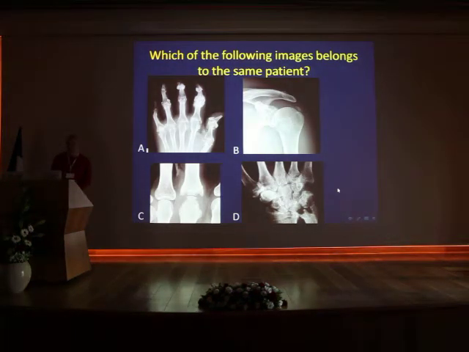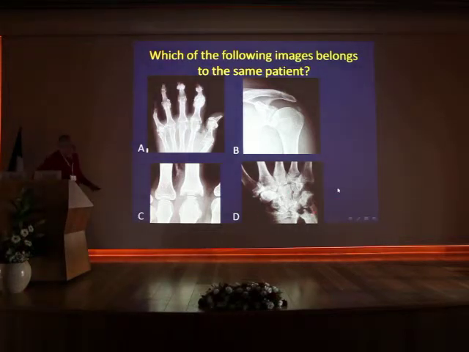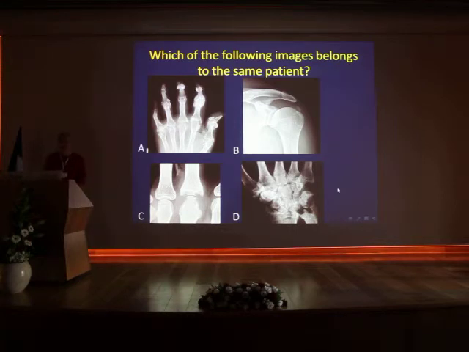Now, which of the following images probably belongs to the same patient? Is it A, with those calcifications surrounding the joints of the hand? Is it B, with calcification within the shoulder joint, within the supraspinatus? Is it C, with those erosions surrounding the joint? Or is it D, with those big erosions and loss of joint space? A and D. Okay, those belong to the same patient as the first one.